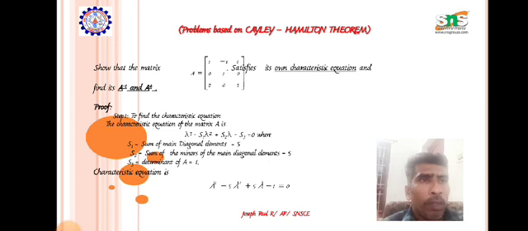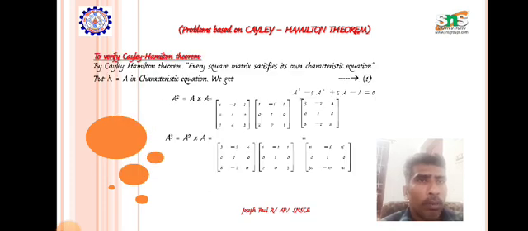First we state that every square matrix satisfies its characteristic equation. So first we define the characteristic equation. The given matrix A is a 3 by 3 matrix, so we define lambda cube minus s1 lambda square plus s2 lambda minus s3 is equal to 0. We calculate s1, s2, s3, and we get s1 is 5, s2 is 5 and s3 is 1. So the characteristic equation is lambda cube minus 5 lambda square plus 5 lambda minus 1 is equal to 0.